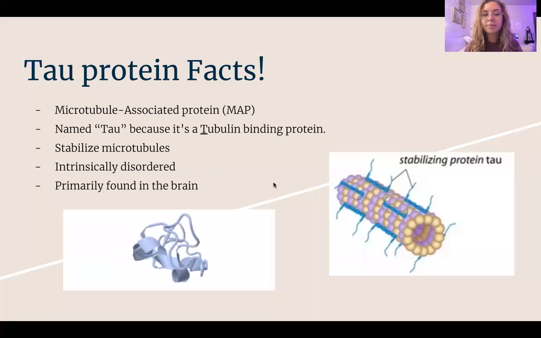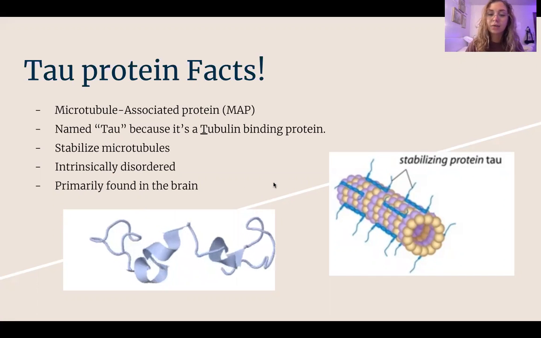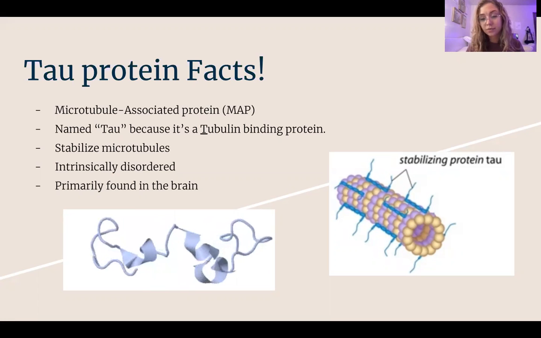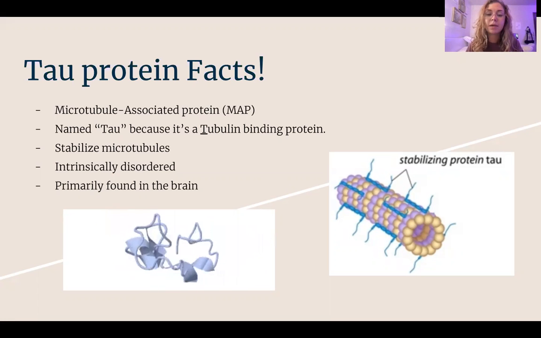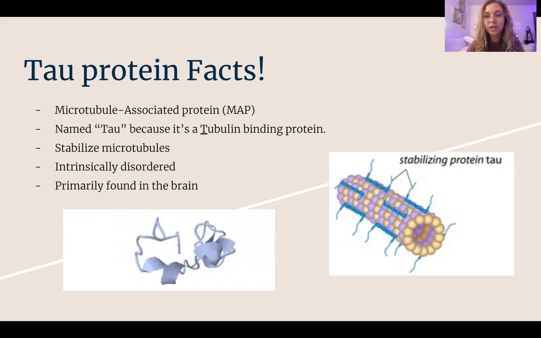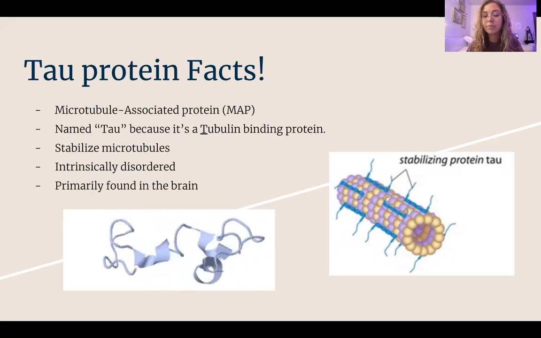So the tau protein is a microtubule-associated protein, and with the help of tubulin, which it was named after, it binds to microtubules in the axons of neurons and helps to stabilize them and also promote their formation. So it's an intrinsically disordered protein, which, as we know, means that it lacks a stable secondary structure.